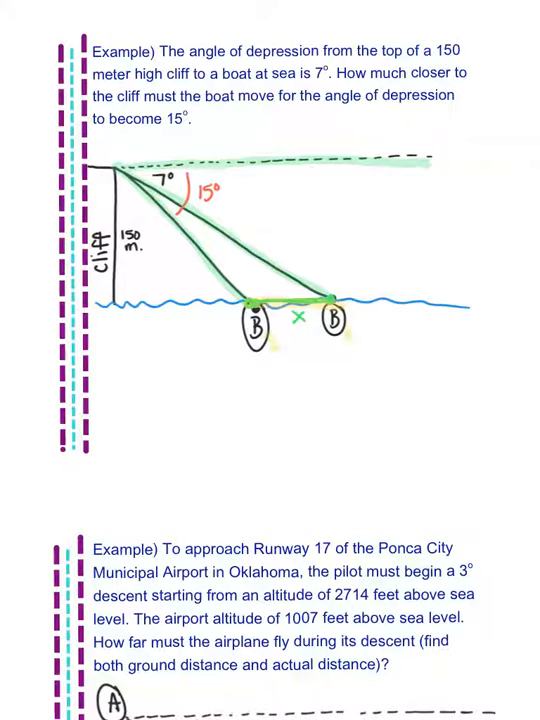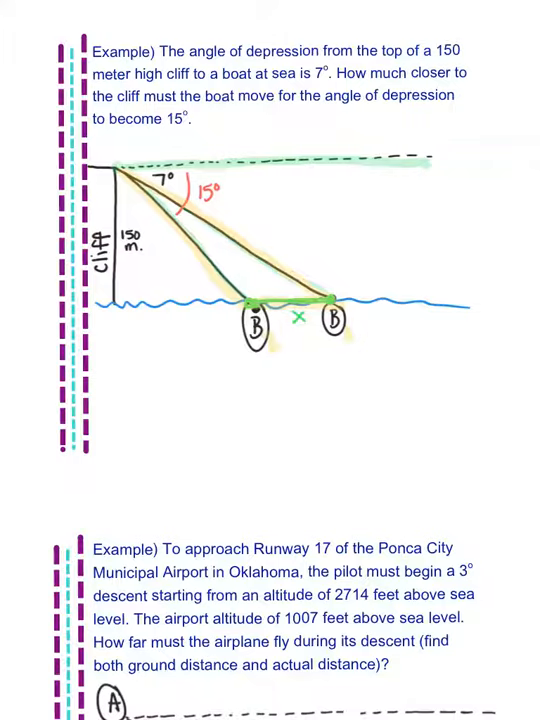How much closer to the cliff must the boat move for the angle of depression to become 15 degrees? So if that angle of depression gets larger, becomes 15 degrees, well, that means it's closer to the cliff. And they're asking me for this distance right here between, I'm going to say B sub 1 and B sub 2. So since I don't have a right angle being created with this triangle, let me highlight it for you. This triangle right here, there's no right angle formed. I'm not going to be able to solve for this distance right away. I'm going to have to use right triangles.